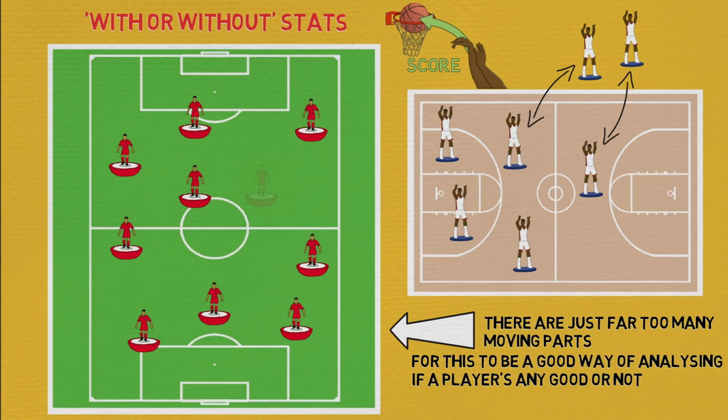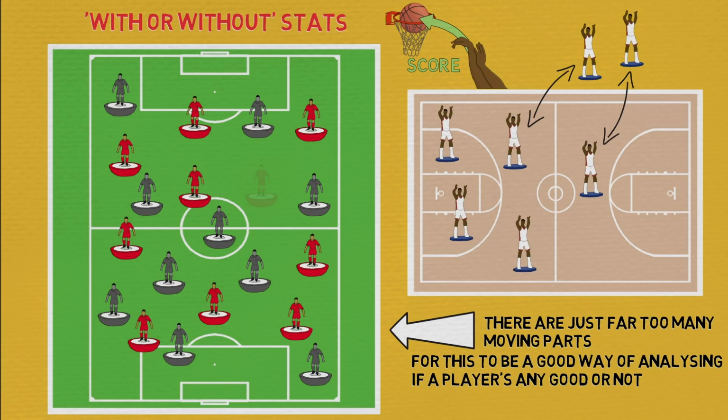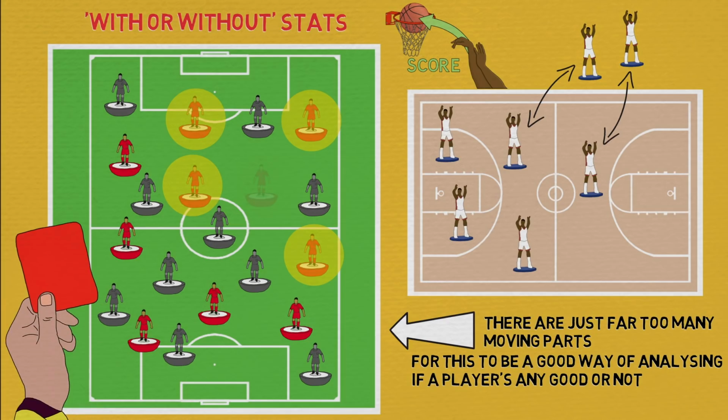There are too many variables. What was the quality of the opposition? What was the quality of the other players playing alongside the missing player? Was there a red card or some other anomaly? Instead, it's better to analyse players within the context of their position and focus on just what they can control. For creative midfielders, that's chance creation. For strikers, it's goal scoring, and so on.